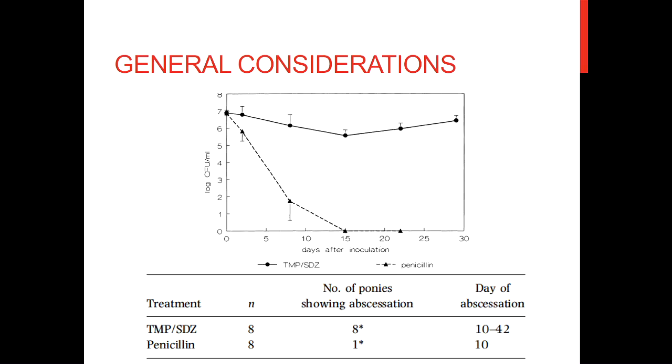The other thing that you notice, in the group that was given TMS, all 8 of them, within 10 up to 42 days after they were implanted, they all abscessed out. In the penicillin group, only 1. So despite the fact that in vitro, those drugs work together, and despite the fact that the sulfonamides can get into that tissue quite well, actually, much better than penicillin in most cases, the debris that accumulated in that site prevented them from exerting their effect.